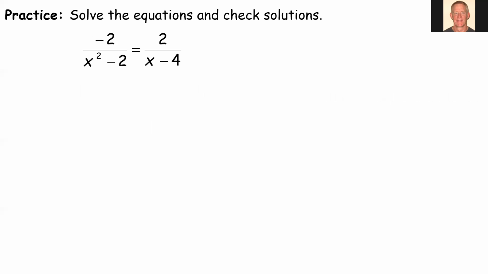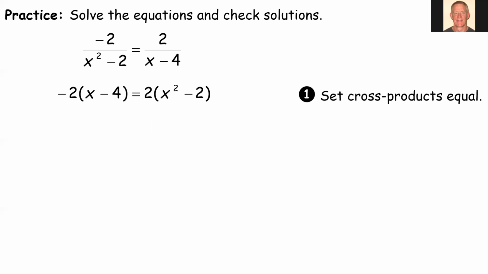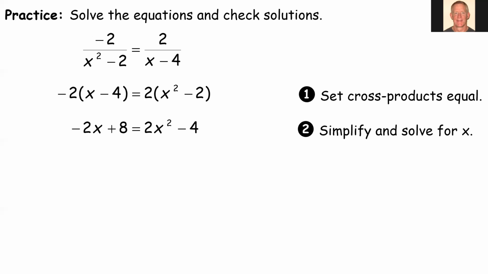All right, let's try another one. So let's do cross products. So if we distribute, you can see we're going to get that x squared term again. So we're going to wind up with a quadratic here to solve. So we want to get everything on one side and 0 on the other side.